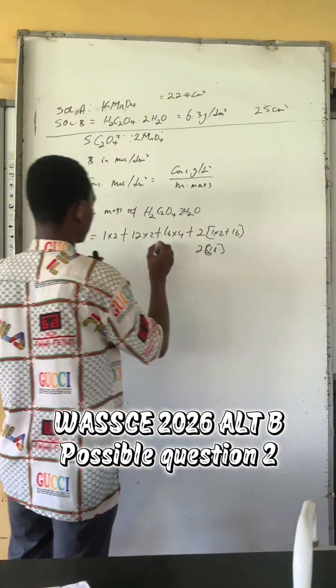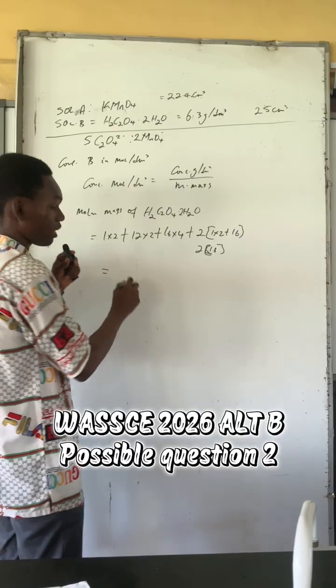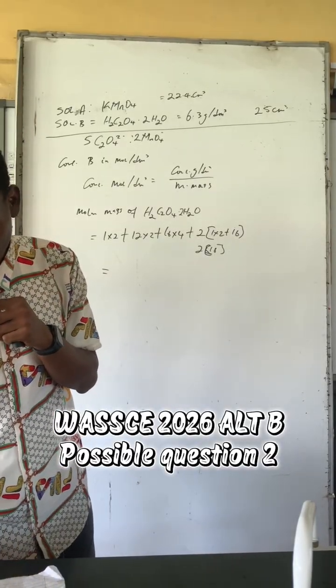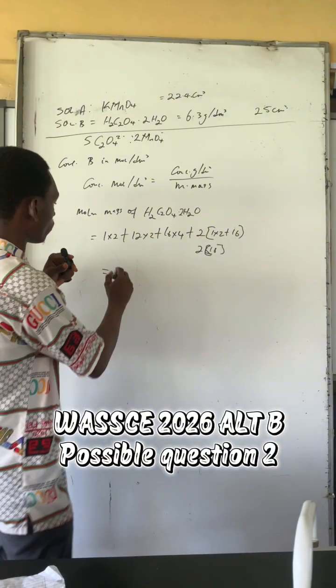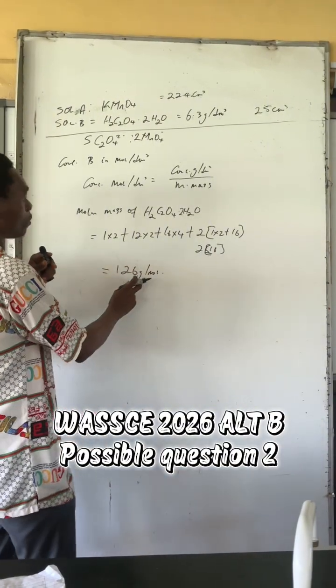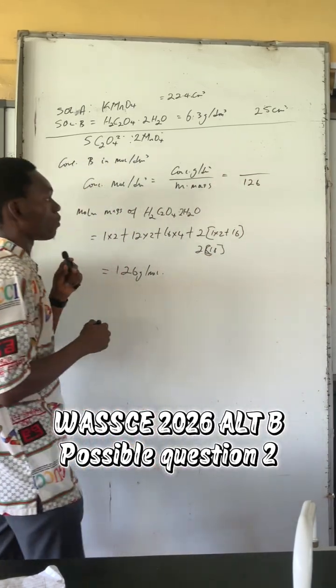If you sum all this, let's quickly sum all that. You end up with 126 gram per mole. So the molar mass is simply 126 gram per mole.